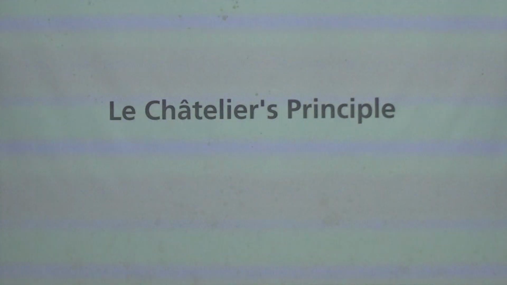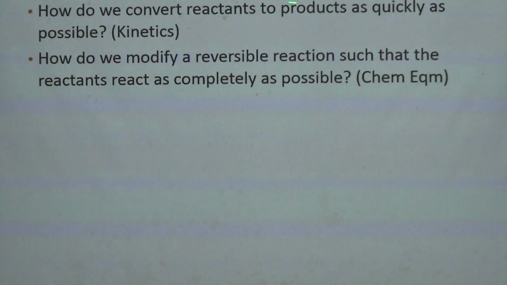Next bit, we'll look at your Haber process that you have learned before. Okay? Now for chemical equilibrium in the industry, chemists and chemical engineers will be very interested in how to convert reactant to product as quickly as possible. So that involves reaction kinetics that we have learned.